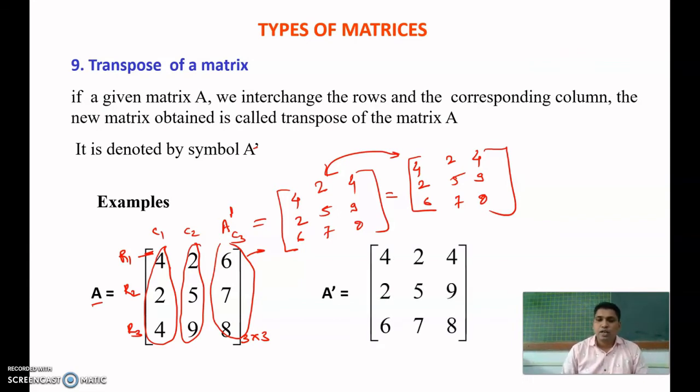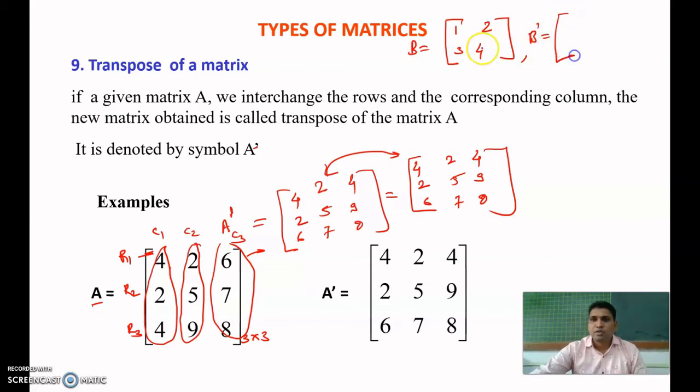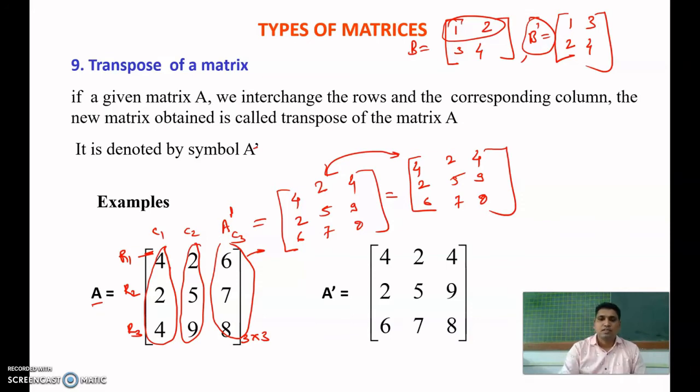I will give you another example for more understanding. Suppose I have matrix B, which is 1, 2, 3 and 4. So what is its transpose? Its transpose is equal to, I interchange its rows into columns. So B dash is the transpose of the matrix B. So that is all about the transpose of a matrix.